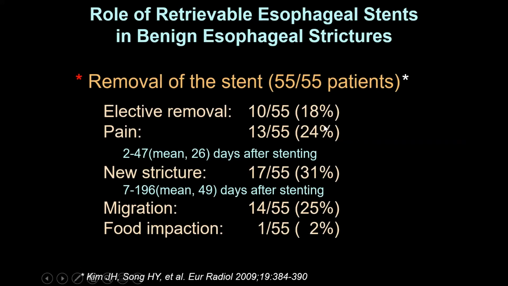Only in 18% of the patient we were able to remove the stent electively. Electively means 2 months after stent placement. In the other patient, we had to remove the stent because of complications such as severe pain in 24%, new stricture formation in 31%, and stent migration in 25%, and food infection in 2%.